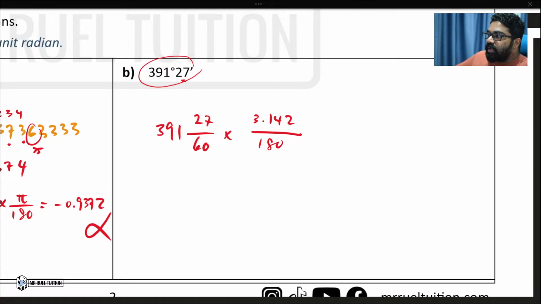Sebab kita tukar kepada darjah. This is minute. This is not degrees. This is minute. So this is actually 391 degrees plus 27 minutes. It's a different unit. So macam mana kita tukar minit balik kepada darjah? How do you change minute back to degrees? Divide by 60. Then it become degrees. Understand? Okay, we are just converting back to degrees. Yeah, 6.833 radian. That's right.